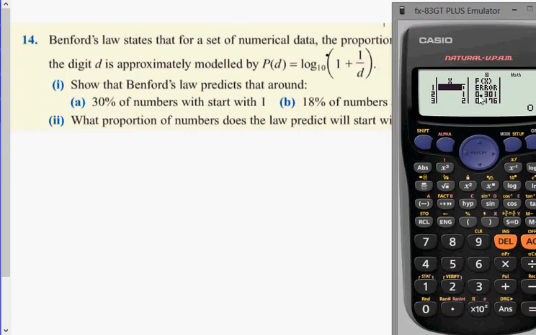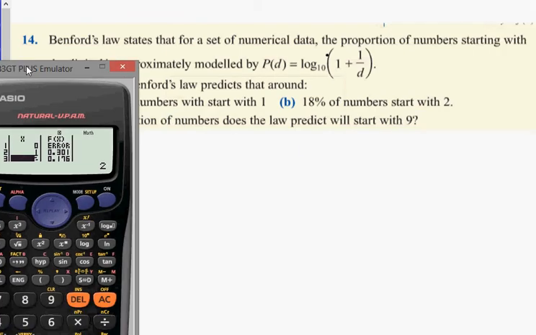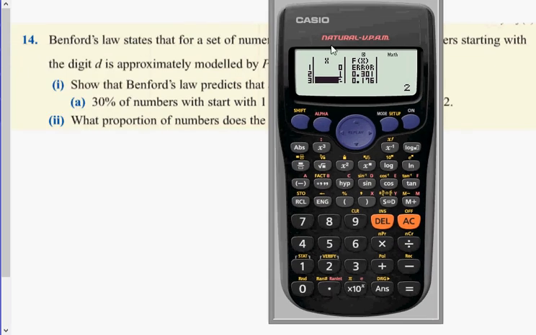30% start with 1. Do you see this here? 0.301 represents 30%. What about this one here? 2 represents 17.6, which is 18. What proportion of numbers does it predict starts with 9? And look what happens when it starts with 9. 0.0457, which is roughly 5%, rounded up.